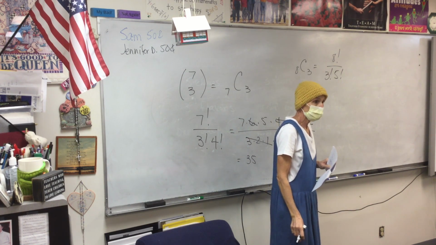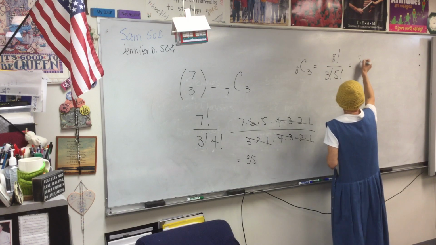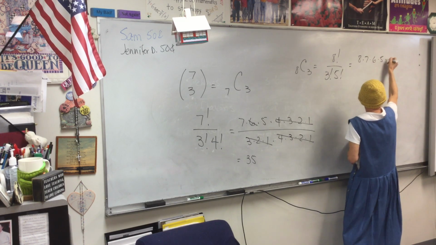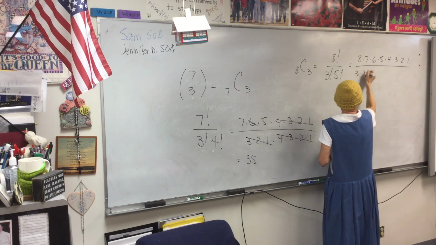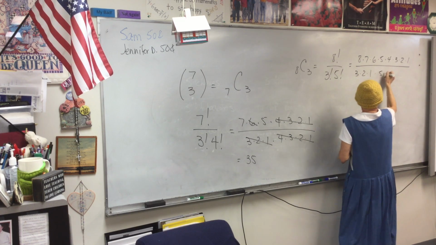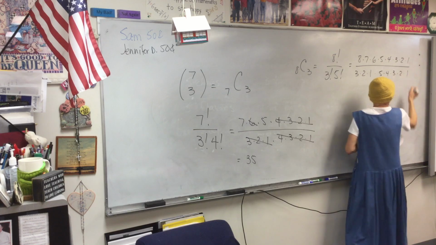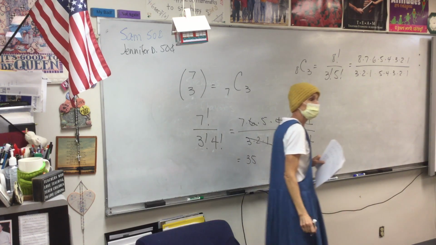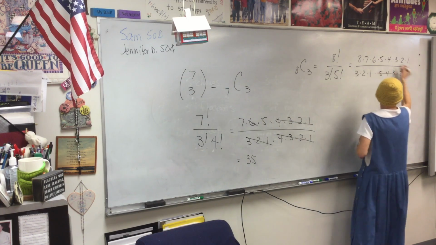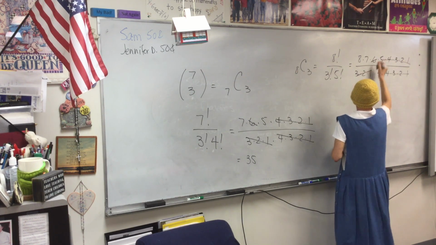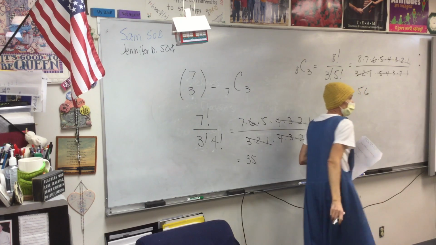8 minus 3. So then we say, okay, 8, 7, 6, 5, 4, 3, 2, 1. 3, 2, 1. 5, 4, 3, 2, 1. And then you just start canceling whatever you want to cancel. So I'm just going to cancel all this. And the answer should be 56.